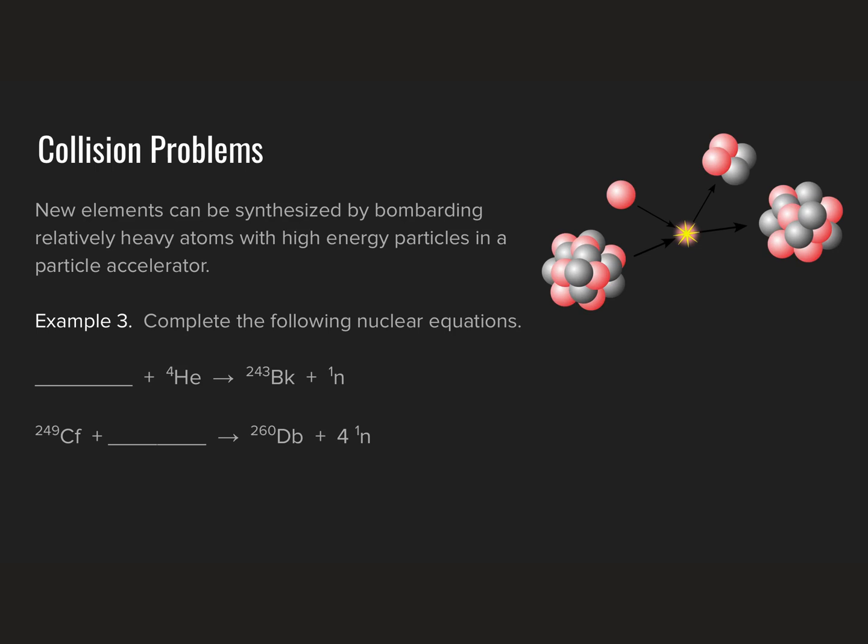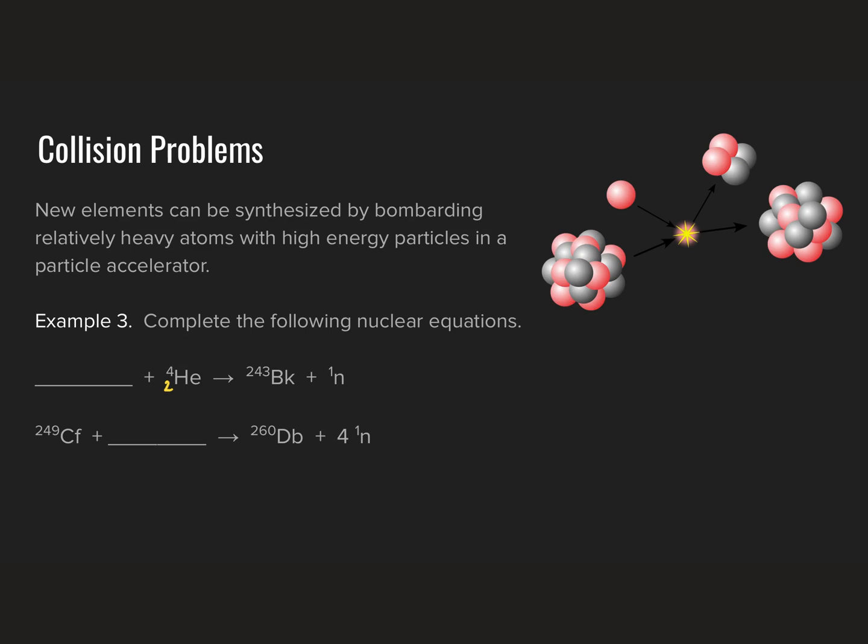In the first of these examples, looks to me like we are currently colliding some mystery particle here with a helium nucleus. And that collision results in the formation of a new isotope here, which is berkelium-243, as well as a neutron. So the first thing I'm going to do in this process is go through and fill in whatever information I can find for the atomic numbers of these species off of my periodic table. So to begin with, we've got that helium nucleus right there, so let's go ahead and throw an atomic number of 2. That is the atomic number for helium down below.